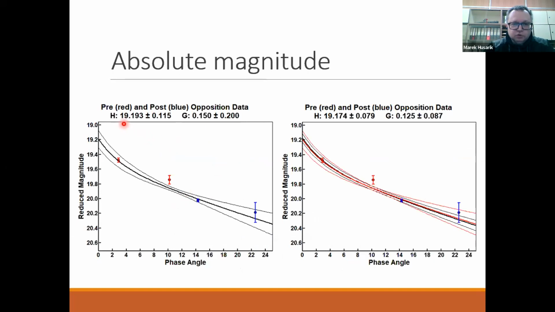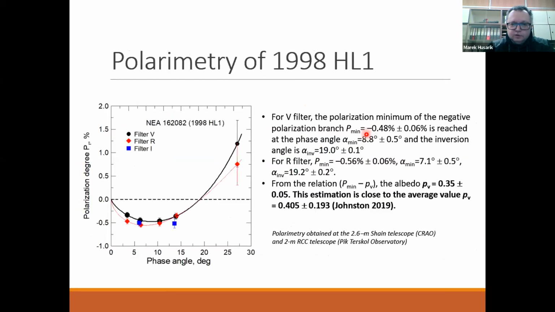Here is a computation of the absolute magnitude. The absolute magnitude is about 19.19 or 17. This is with fixed G, and this is for various G. I got polarimetric data for this asteroid from Crimea and Terskol Observatory, with these two telescopes. And the important information from that is that the albedo for that asteroid is about 0.35.